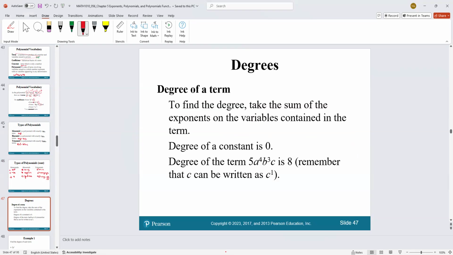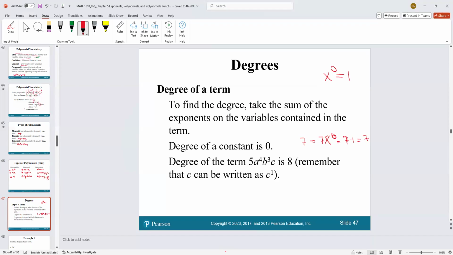Degree of a constant is always 0 because why? Because if I have 7, it's the same thing as saying 7x to the power 0. Remember, any number to the power 0 is equal to 1. So 7 times 1 is 7. That's why we said 7.